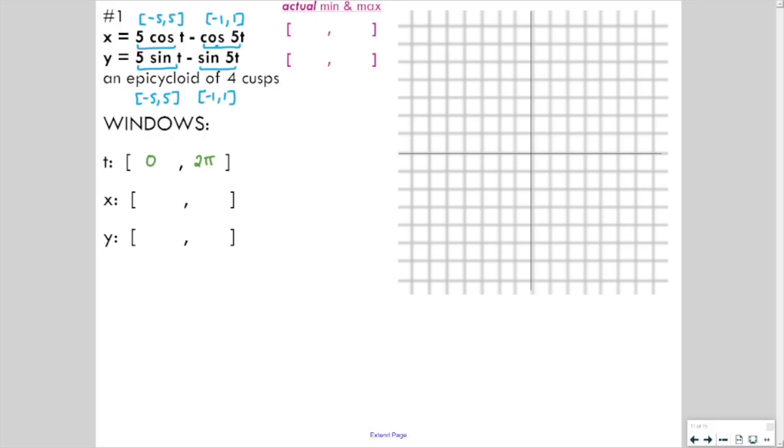Now, the actual min and max for x and y then is some combination of these two values. So if we're looking at the actual min and max for x, all we're going to do is combine the minimums here.